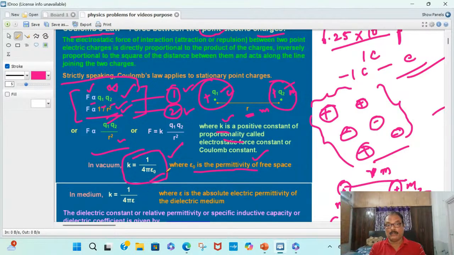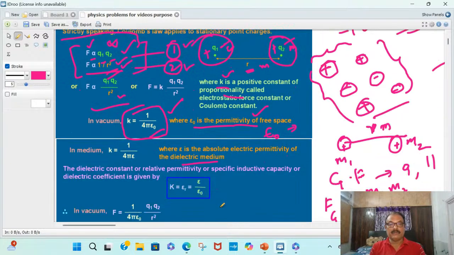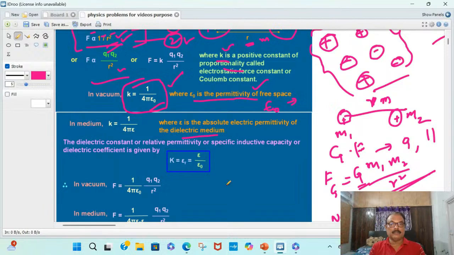So epsilon naught means free space, right? If you want to put the charges in any other media, like dielectric media, the force is reduced because of the induction that takes place. So in the medium it will become epsilon. Epsilon 0 is for free space, and epsilon is for the medium.